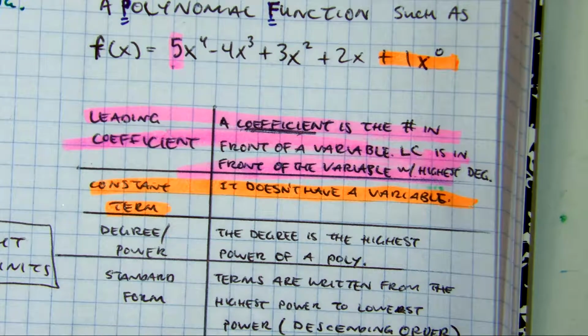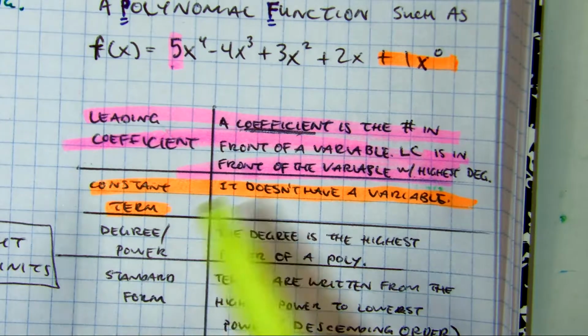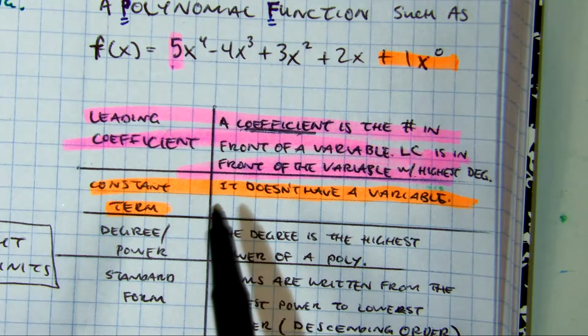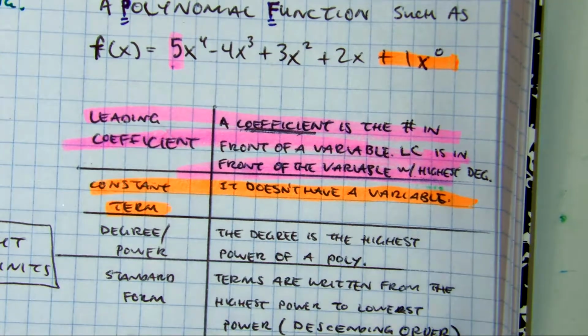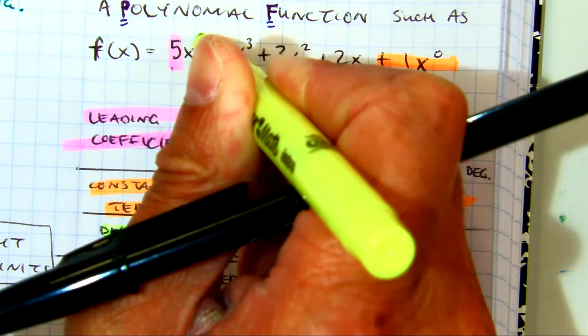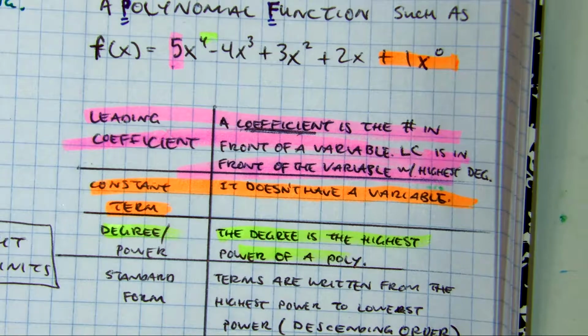The degree, or exponent, or the power. So they ask you, what is the degree of the polynomial? The degree is the highest power of the polynomial. So the highest number there is 4.